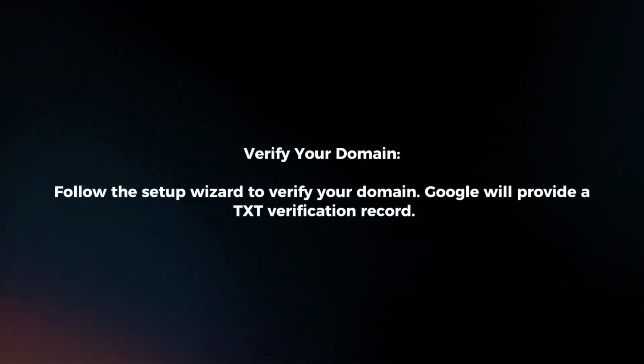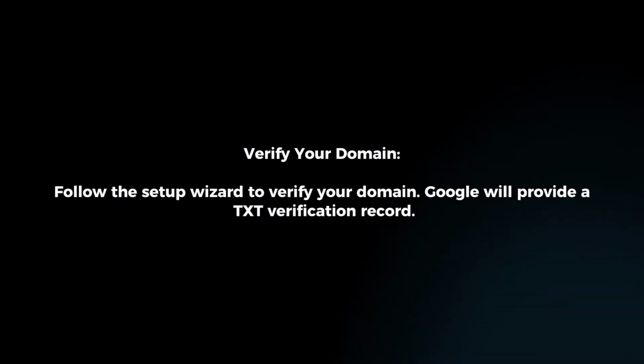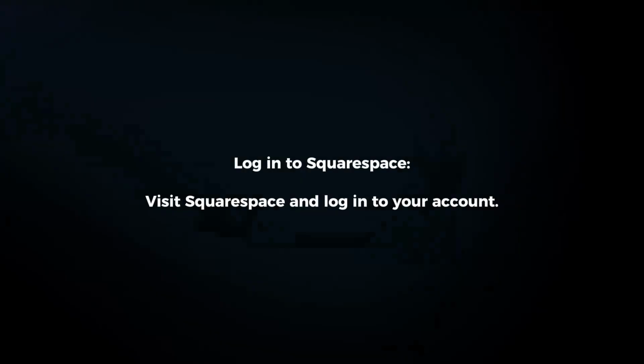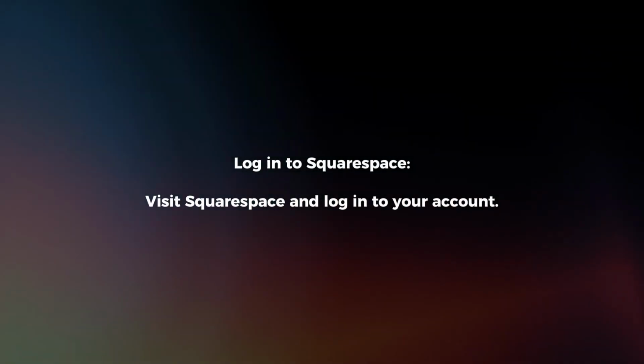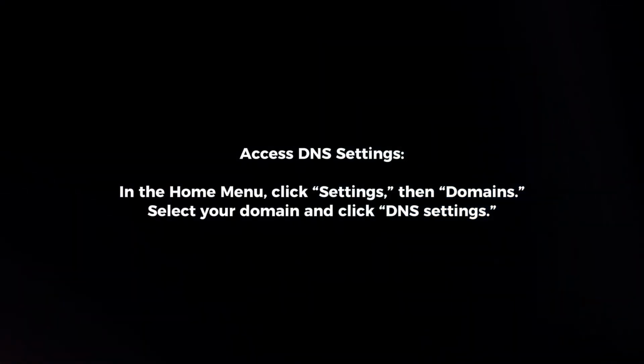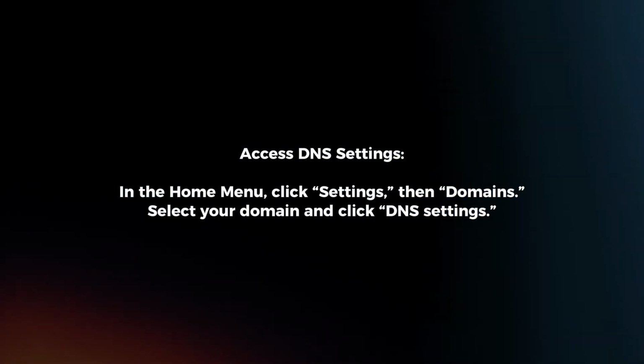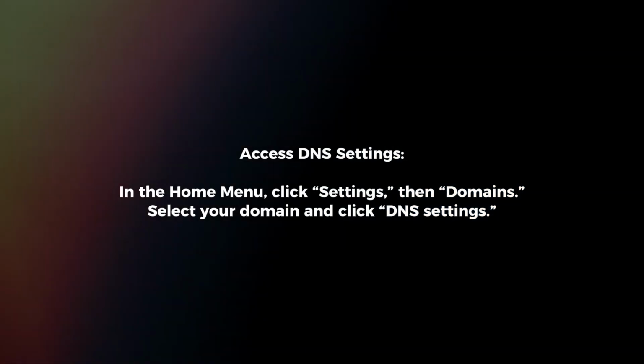Verify your domain. Follow the setup wizard to verify your domain. Google will provide the TXT verification record. Log into Squarespace. Visit Squarespace and log into your account. Access DNS settings. In the home menu, click Settings, then Domains. Select your domain and click DNS settings.